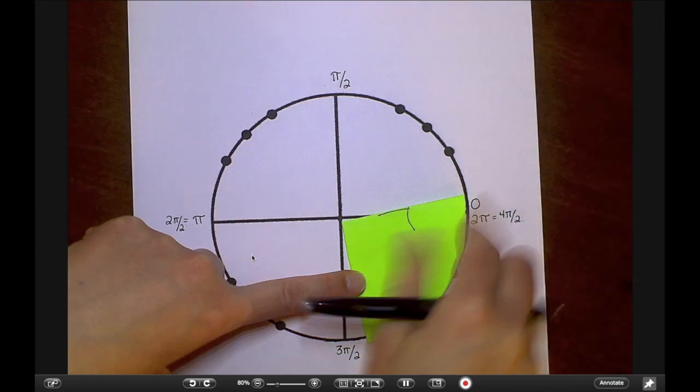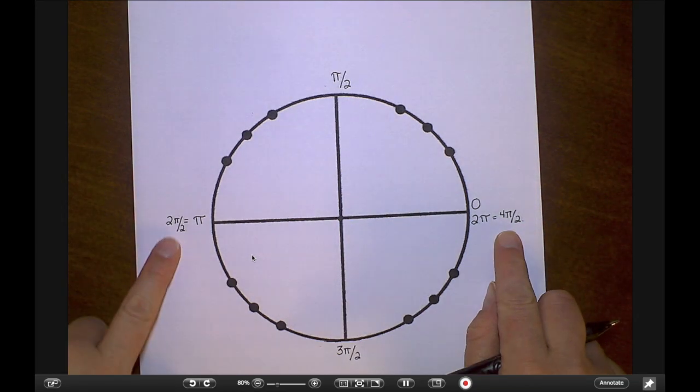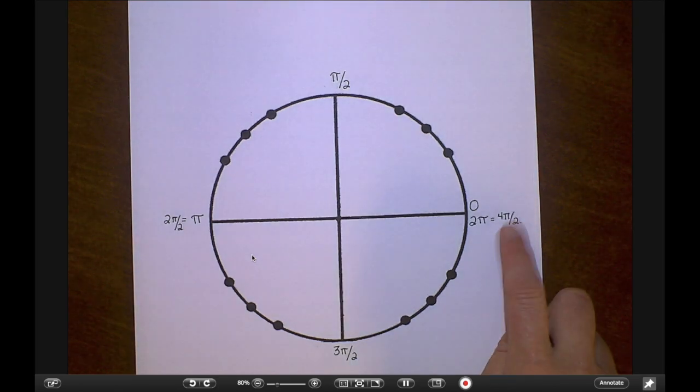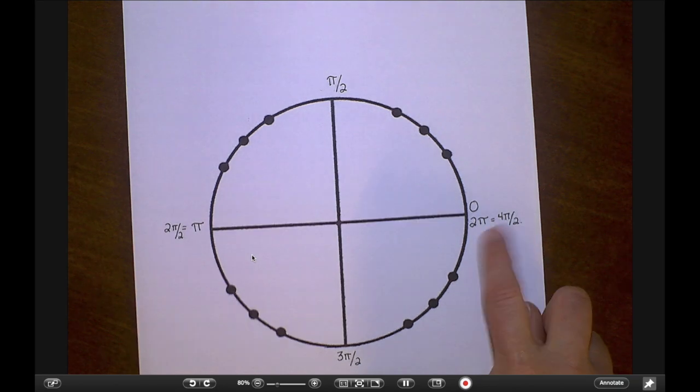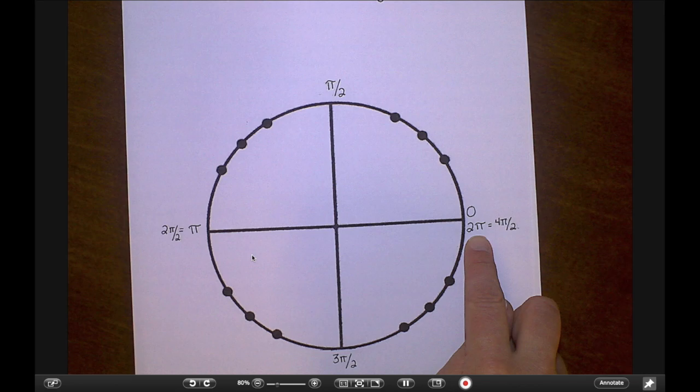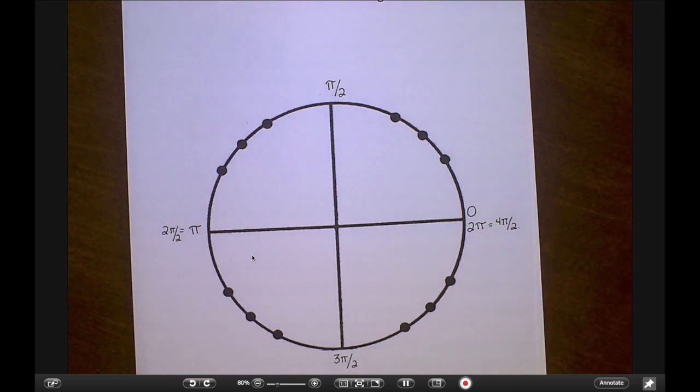pi. Now I'm going to go ahead and mark all of these things in, all of these equivalent fractions. It's not so much that we ever call this 4 pi over 2, but it will help you mathematically to understand that these two are the same thing. Okay, if I was talking about this angle, I would just call it 2 pi, but knowing that it's 4 pi over 2 will be helpful.